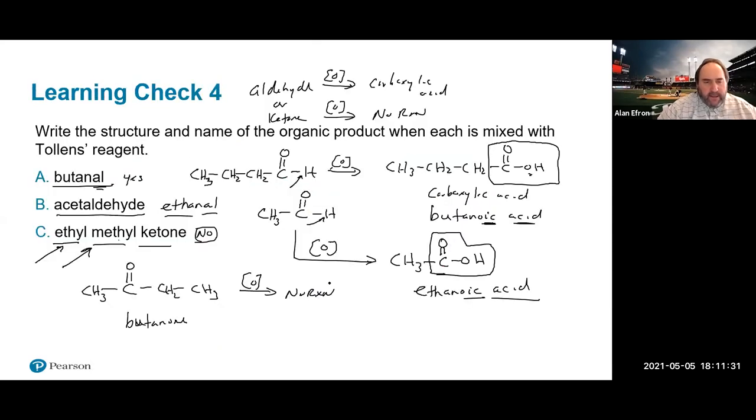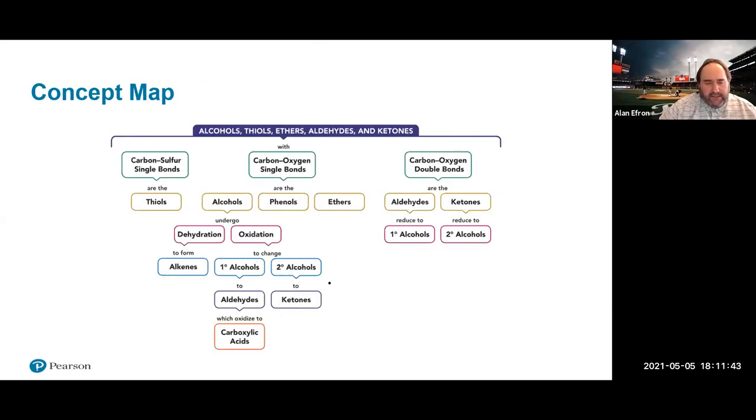All right. So I want to talk about two other reactions that aldehydes and ketones undergo and what's made as a result of those. So we're just going to add those here to our little list of reactions. This is a concept map from your book of pretty much everything we just talked about in this chapter.